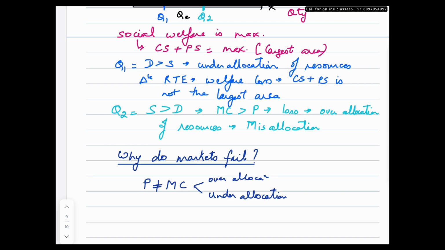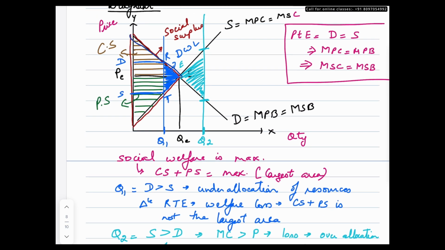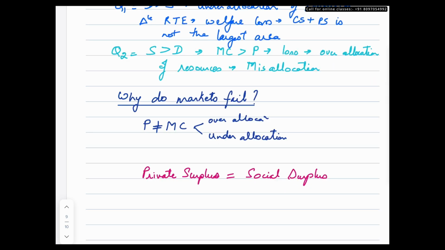We are also assuming that firms would move towards profit maximization as their goal, and consumers would move towards utility maximization as their goal. But if firms deviate from profit maximization as the goal, or consumers deviate from utility maximization as their goal, then the markets are likely to fail, because obviously in those situations you will not get the maximum social welfare. So the key takeaway for allocative efficiency is that private surplus is equal to social surplus at the equilibrium.